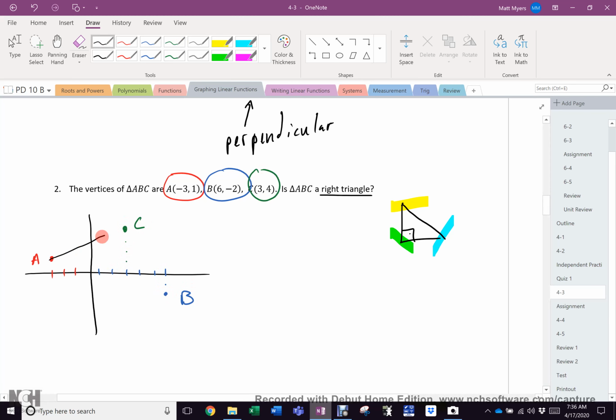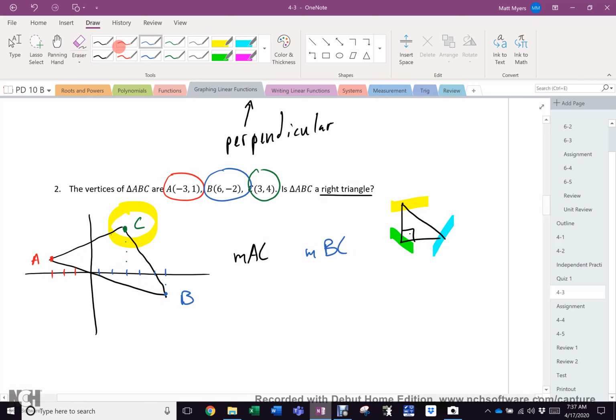Now, if I make that triangle just in a sketch, where is the only possibility of 90 degrees? It has to be right there, doesn't it? So I don't even need to check these other two. All I need to check is the slope of AC against the slope of BC. And if they are opposite reciprocals, that'll make this a 90, and that'll make this a right triangle.